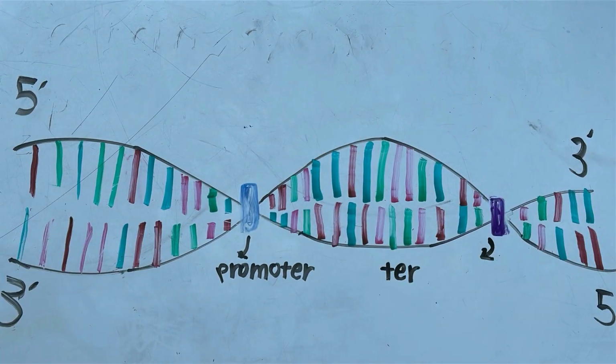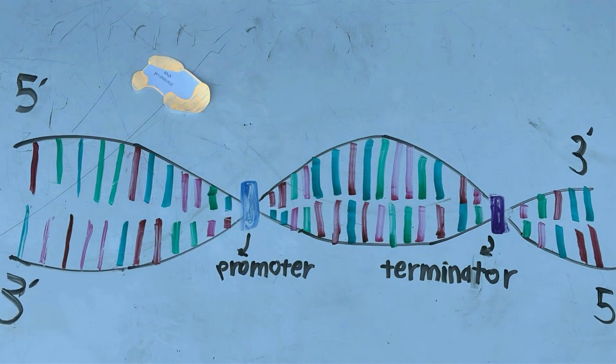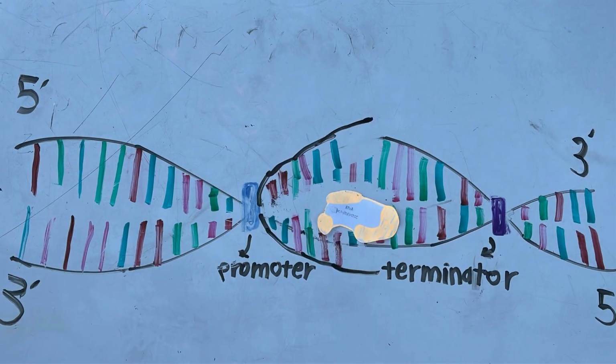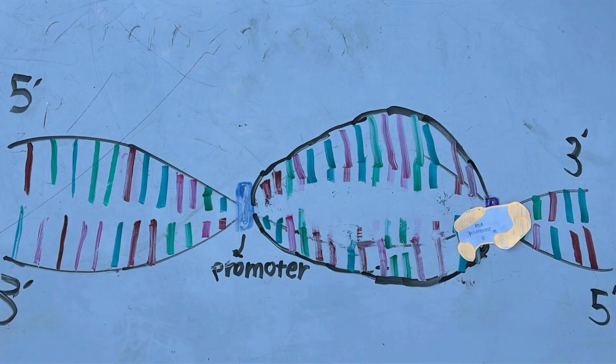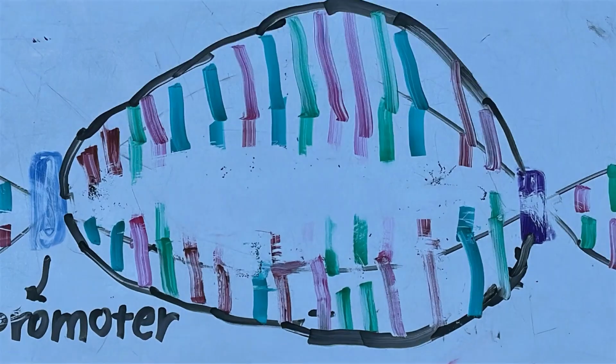RNA polymerase then attaches to the promoter region, unwinding the DNA to expose the template strand. The RNA polymerase continues to unwind the DNA until it reaches the termination site.